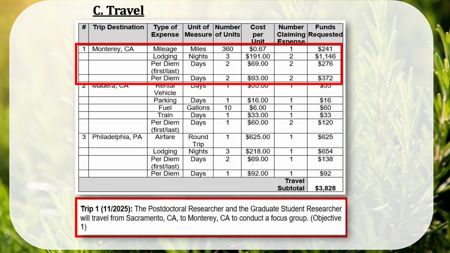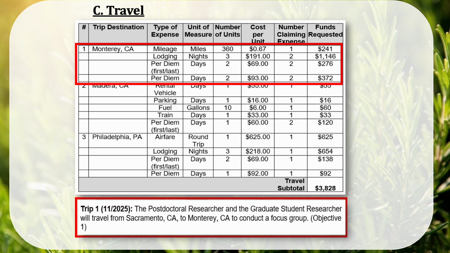The cost per unit for the hotel is $191 per night, which is in accordance with the GSA rate for Monterey in the month of November. 2 people will be traveling, so 2 separate hotel rooms are requested for a total lodging cost of $1,146.